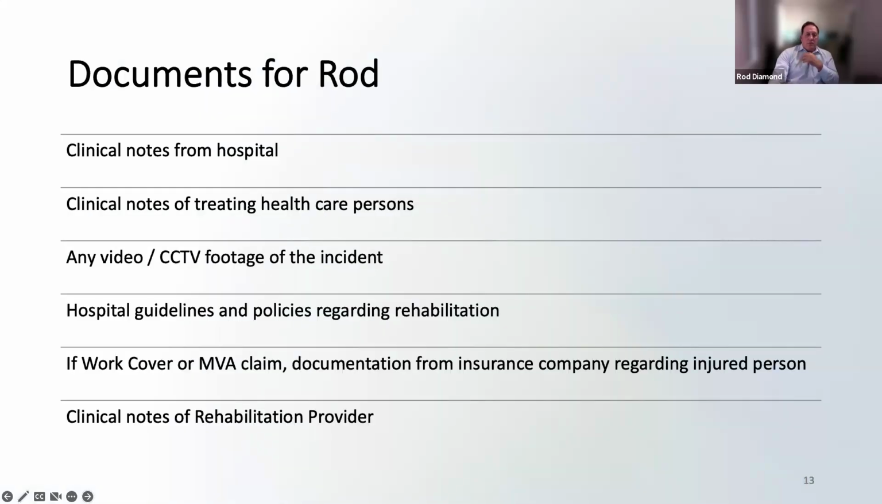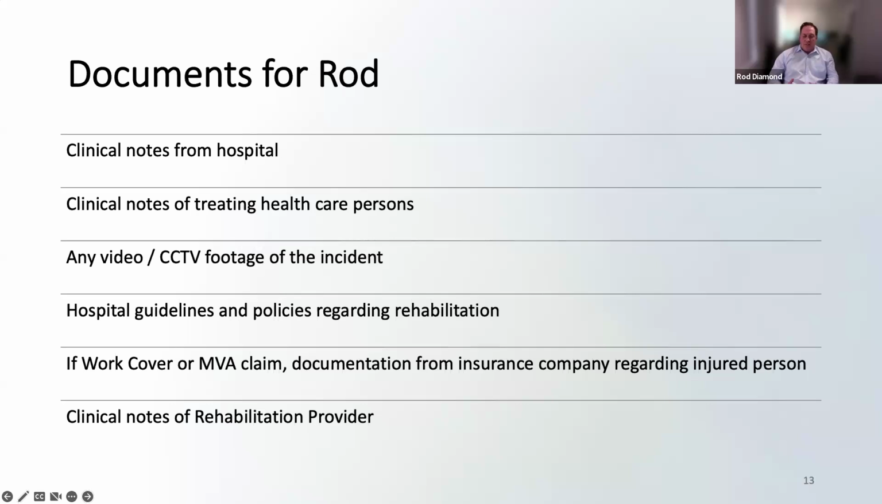The documents that I require from lawyers would be the following: clinical notes from the hospital and healthcare professionals, possible CCTV footage if required, documentation from the insurance company if it's a workers' comp or motor vehicle accident claim, and clinical notes from the rehab provider. So in all my matters, irrespective of what it may be, we use the following protocols.